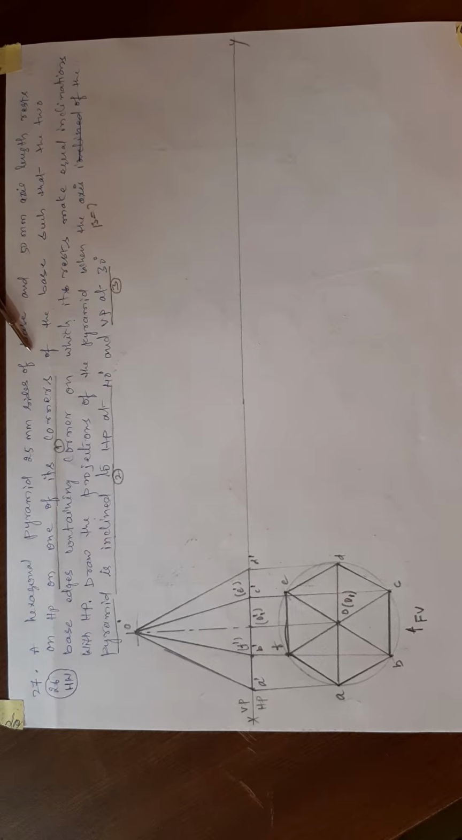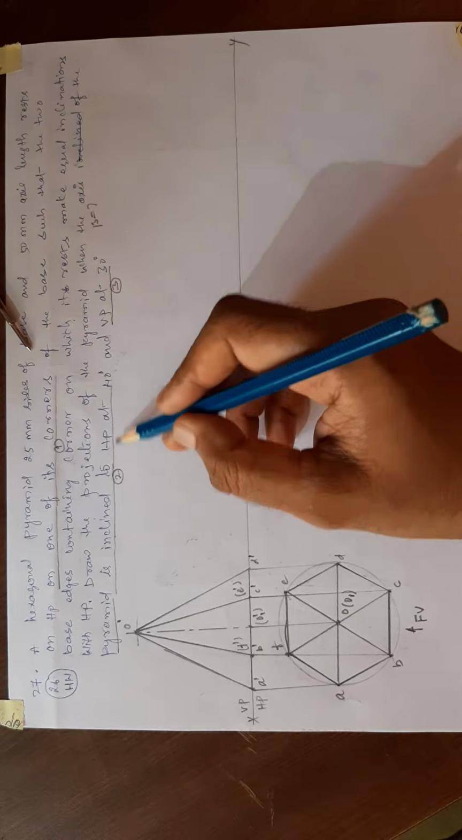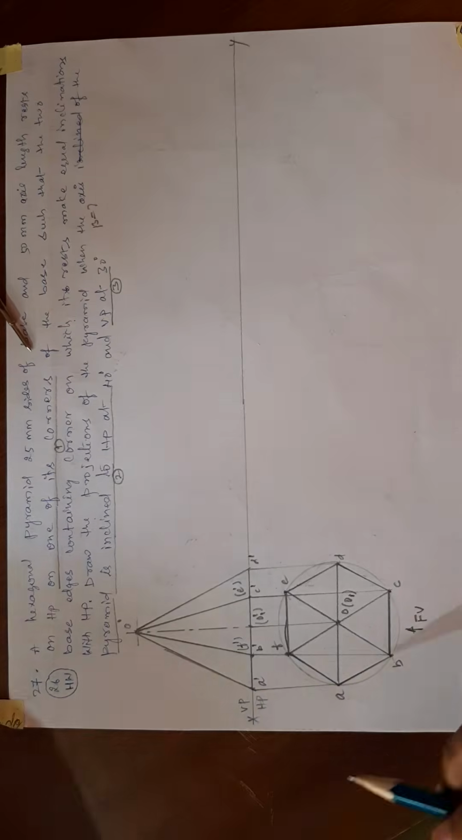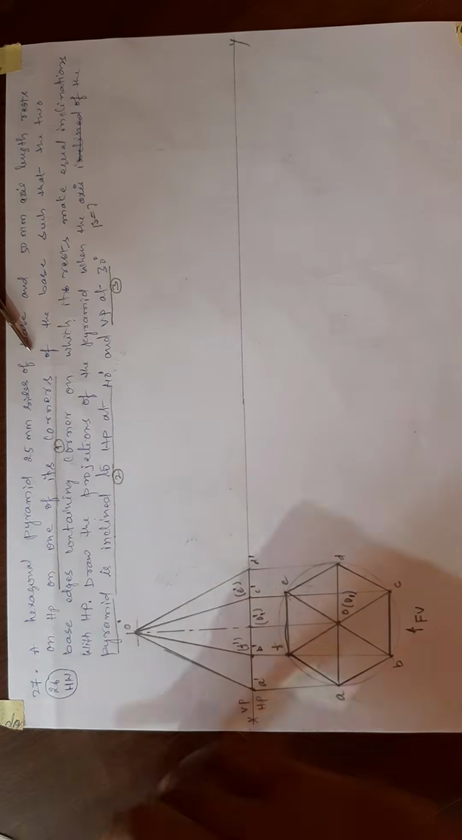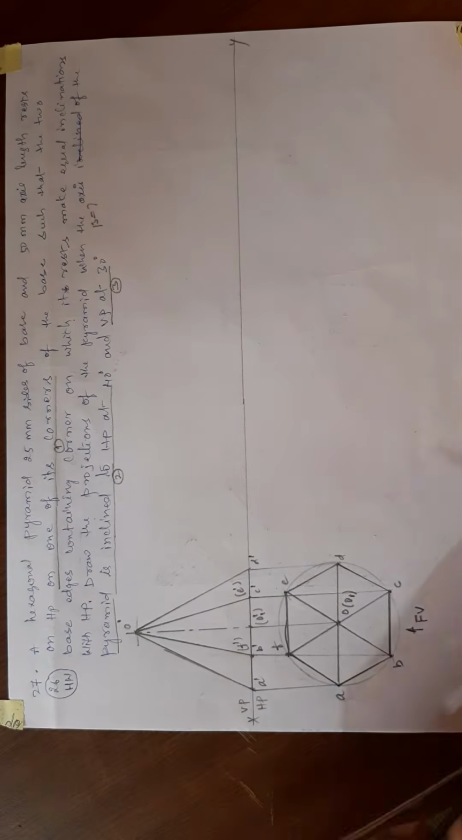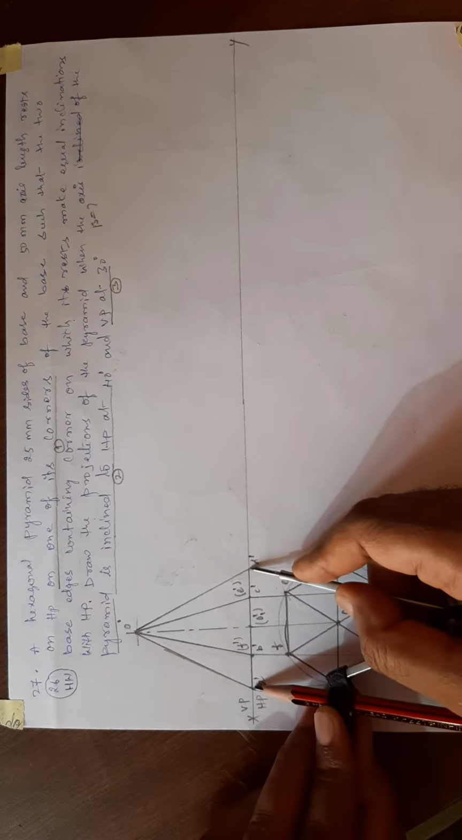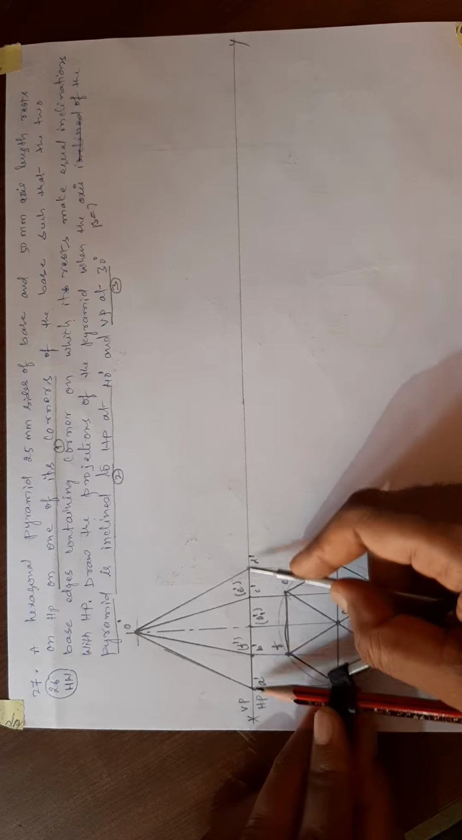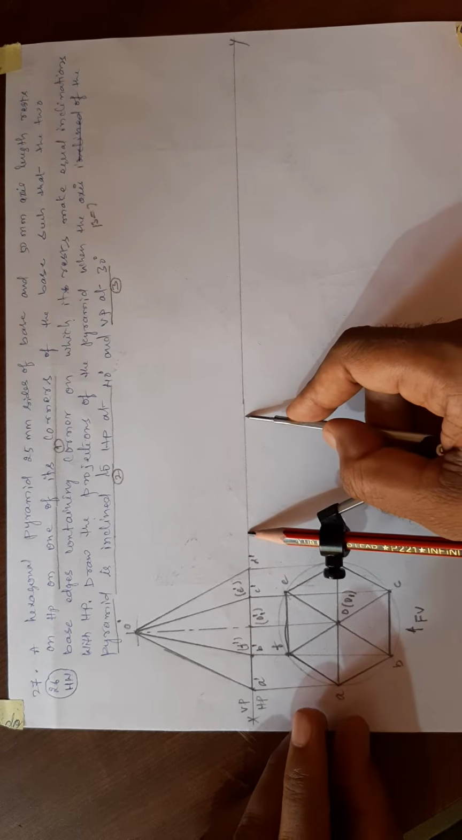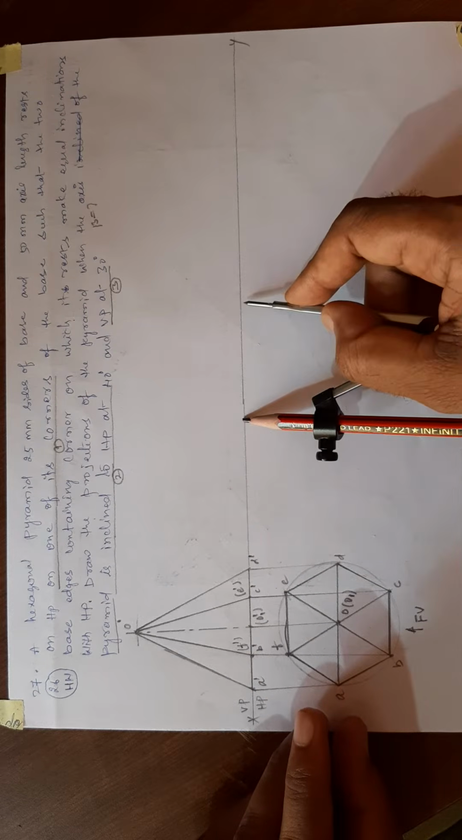Then the axis inclination we have to take. Axis inclination is 40 degrees. Before measuring the 40, you take a compass, measure the width of the front view, and keep it like this. Now see, keep it here like this. So this is the point.